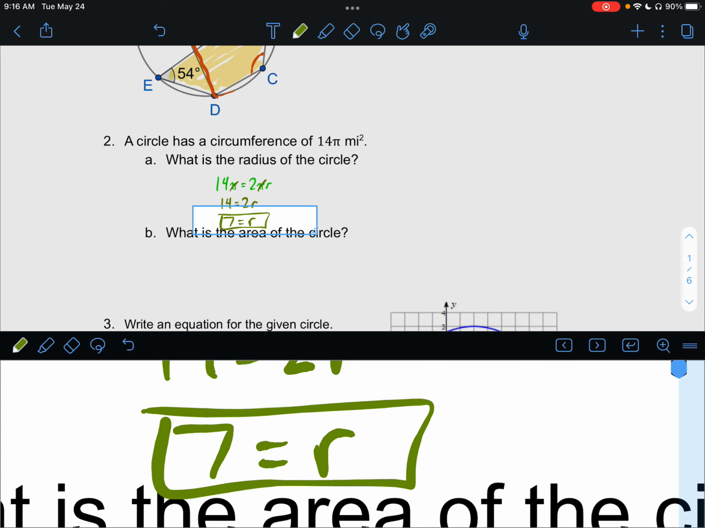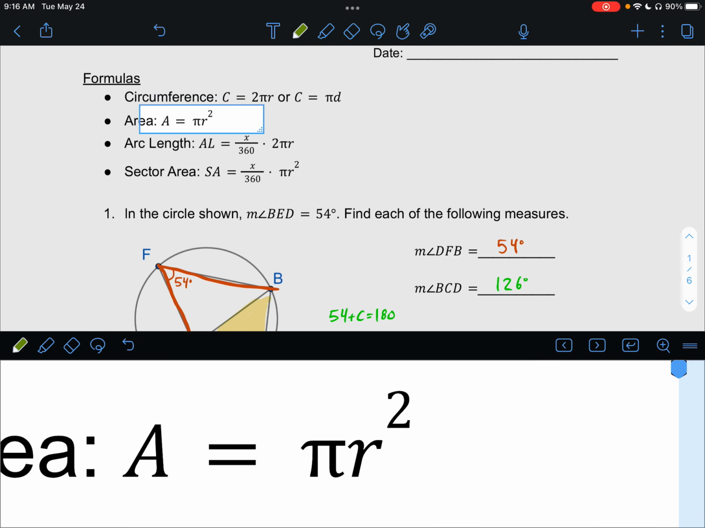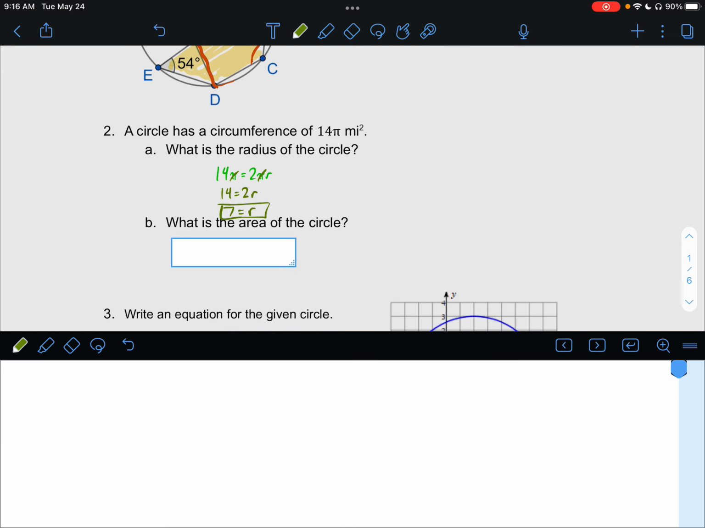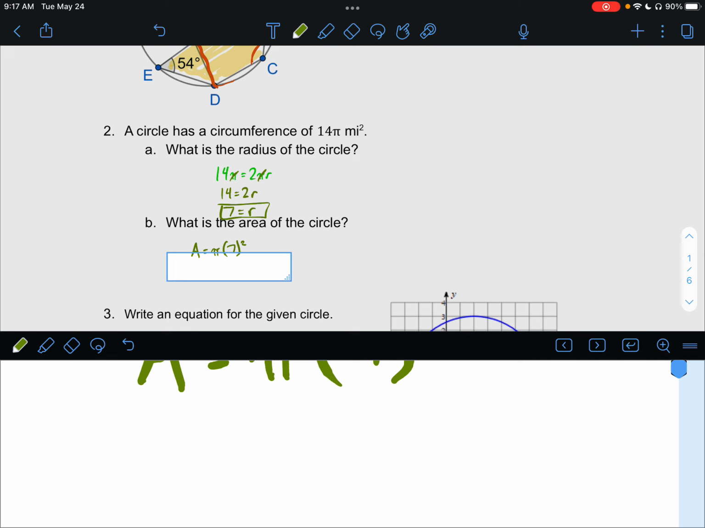For part B, I want to find the area of the circle. So area is pi r squared. We know that r is 7, so area equals pi times 7 squared. 7 squared is 49, so it equals 49 pi. On this problem, you are more than welcome to leave it as just 49 pi. You don't have to simplify that at all.